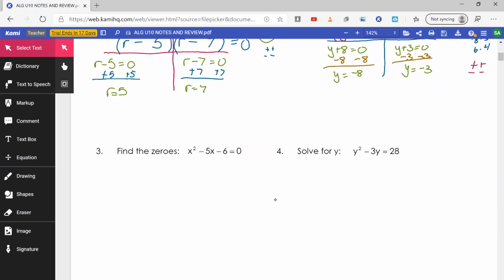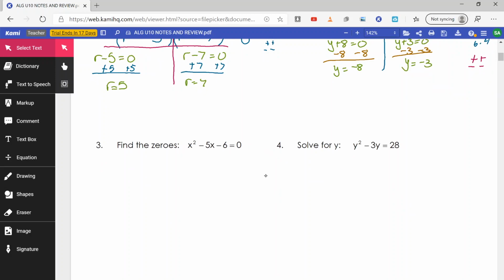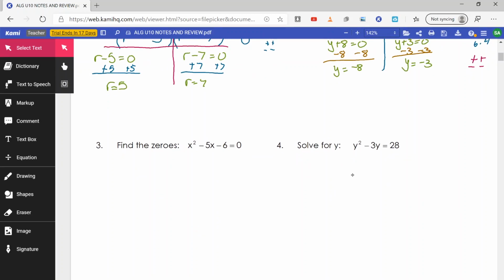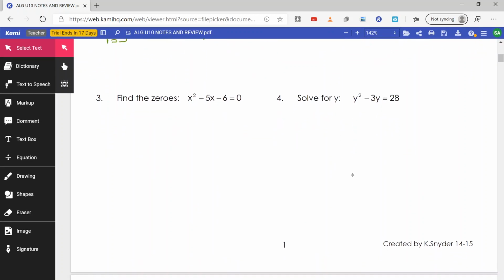Number 3, we're going to do the same thing. It's in standard form, so we can use the up above method in order to solve it. Now I'm going to go ahead to number 4, solve for y squared minus 3y equals 28.